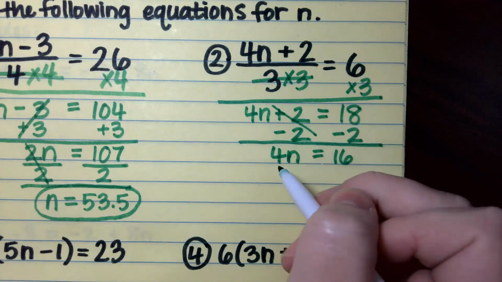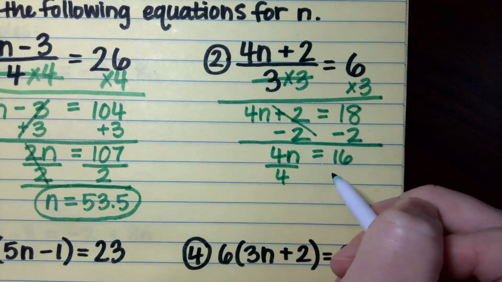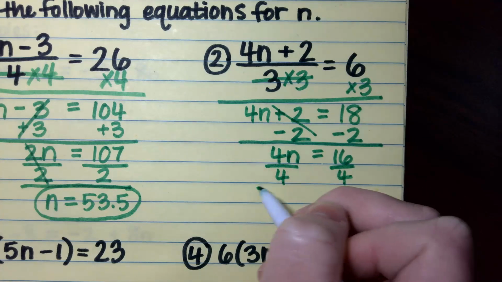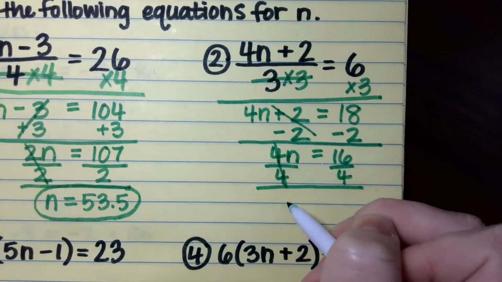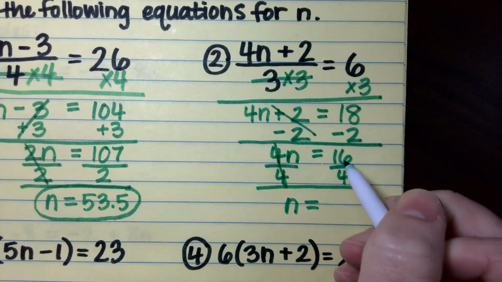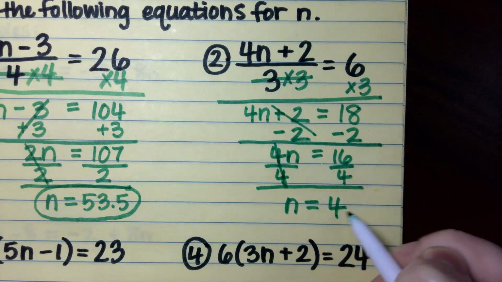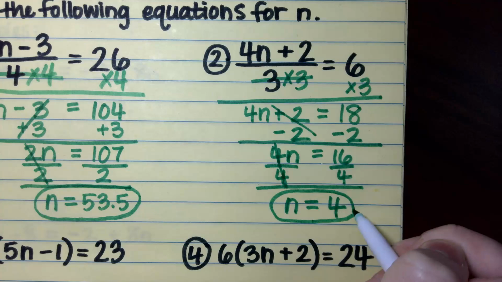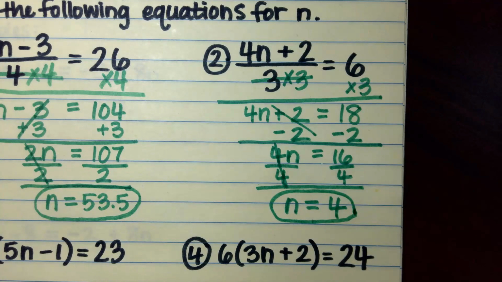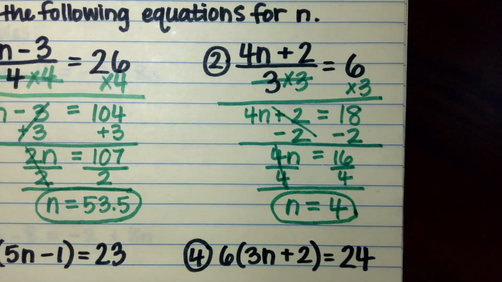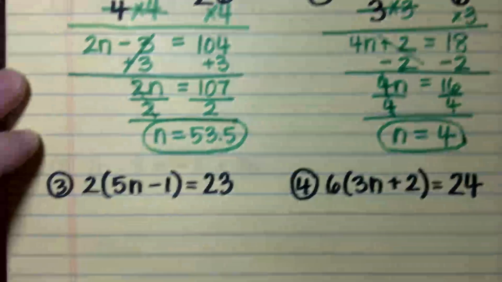Divide by 4. Yes. Divide by 4 on both sides. Good. N equals 4. Absolutely. N is equal to 16 divided by 4, which is 4. Good job, guys. Do we have any questions about number 2? Wonderful. Let's take a look at number 3.